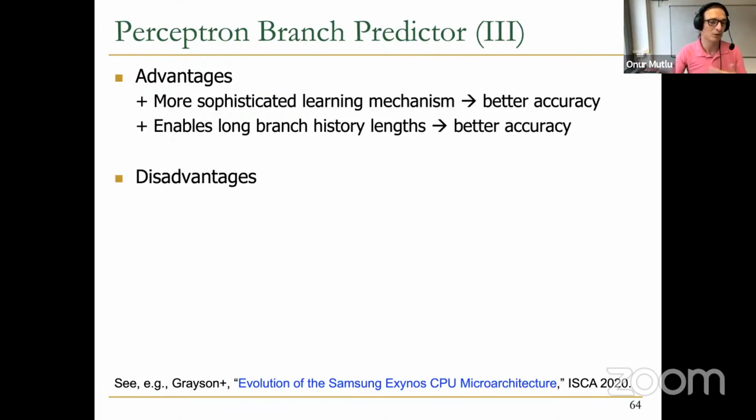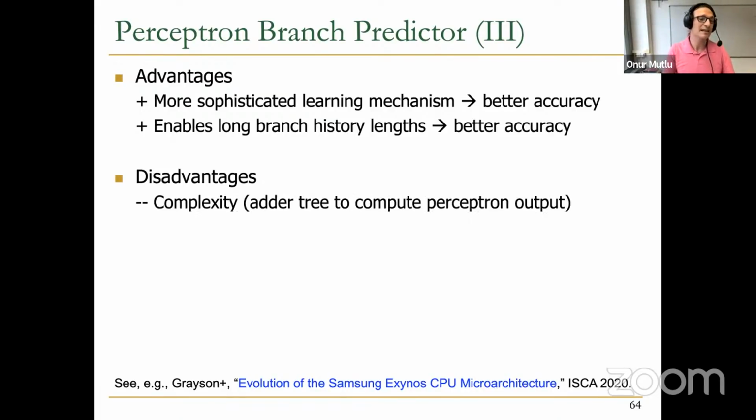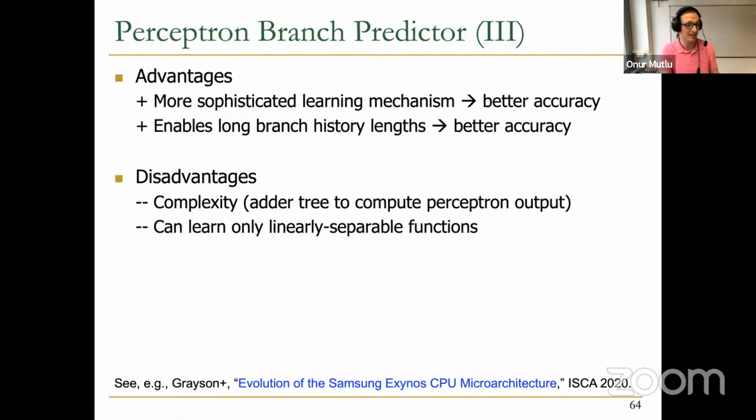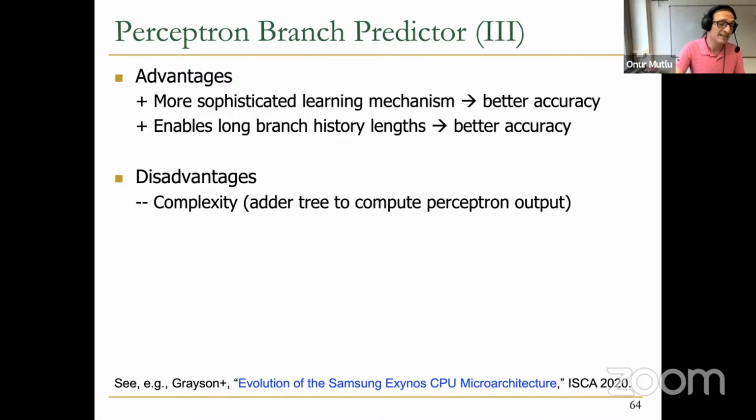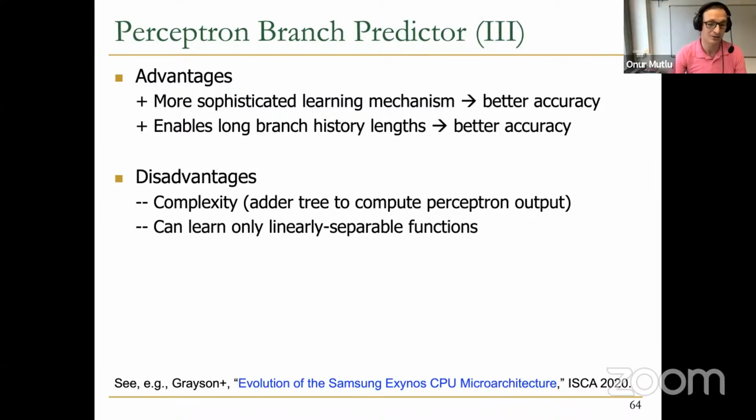So this is empirically proven. That's why people are implementing it. The downside is, of course, there's complexity now, right? How do you actually do this vector multiplication? It's actually an adder tree to compute the perceptron output. The latency may increase because of that also. So complexity in terms of hardware cost and latency is relatively high. But people are implementing it by using pipelining, etc., which we're not going to get into.